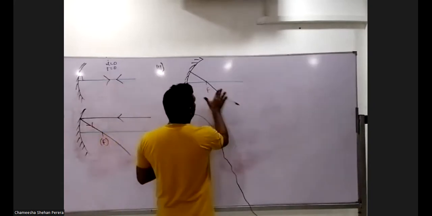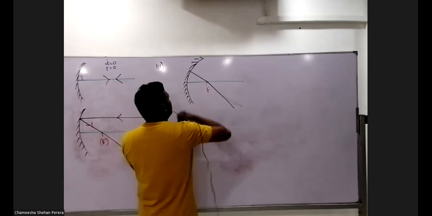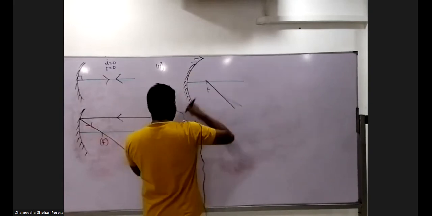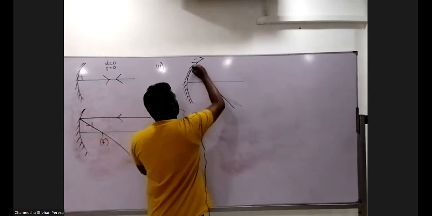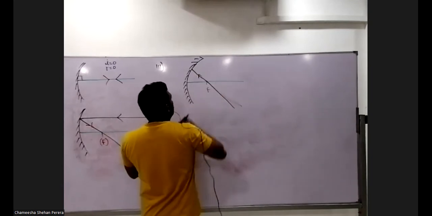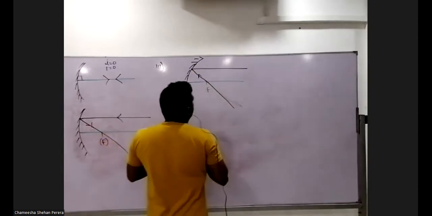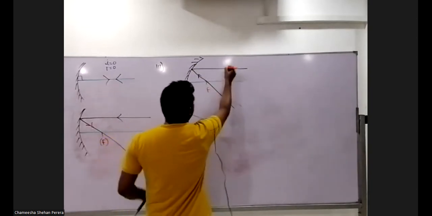The incident ray comes through the focal point and reaches the mirror surface. After that, the light ray gets reflected parallel to the principal axis.